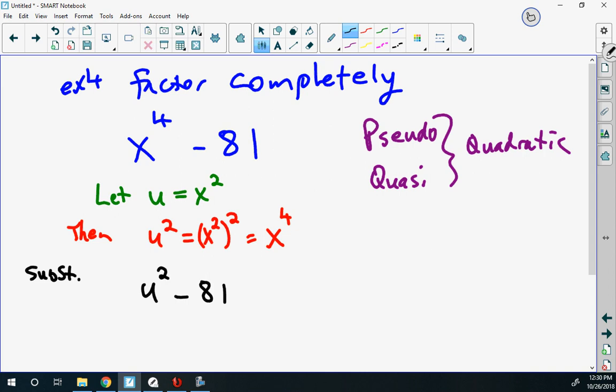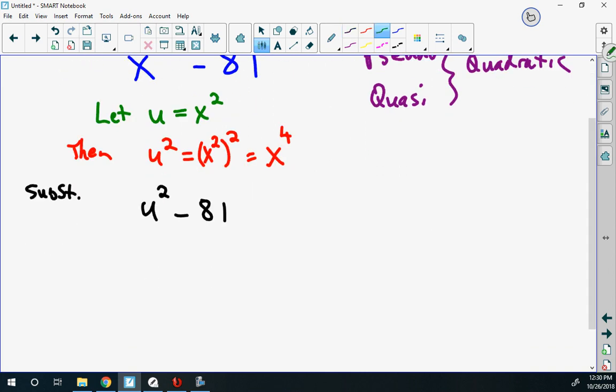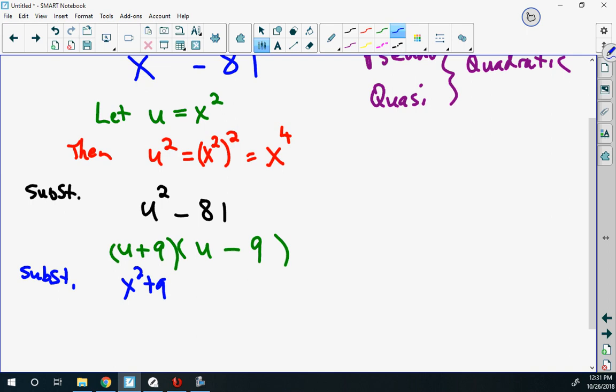So this is a difference of 2 squares. So it's going to be something plus and something minus, right? What are we going to have? U minus 9 and U plus 9, right? But wait just a minute. What is U? U is x squared, so we're going to substitute back again. We got to back substitute. So that's x squared plus 9 and x squared minus 9.